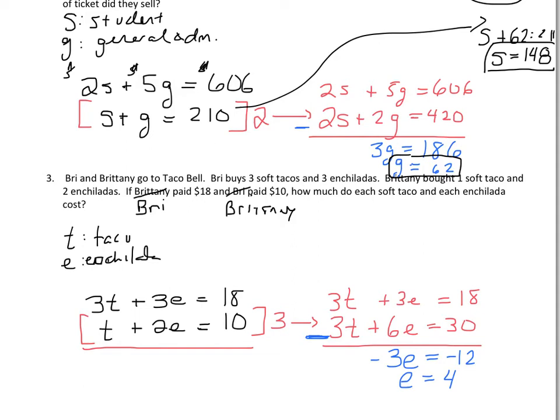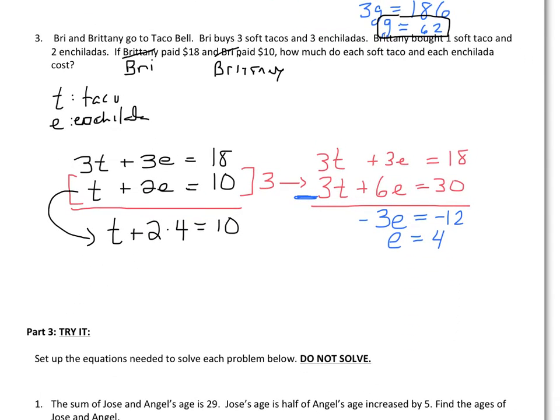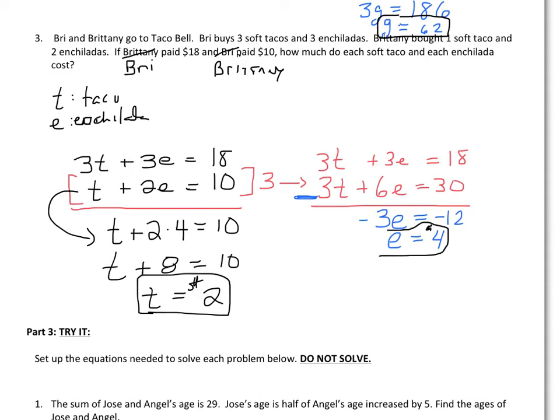So now we're going to go to one of the equations. I think that if we use Brittany's equation, it's lower numbers, so I'm going to use it right here. So T plus 2 times 4 is equal to 10. So T plus 8 is equal to 10, or a taco is $2. So it costs $2 for a taco and $4 for an enchilada.